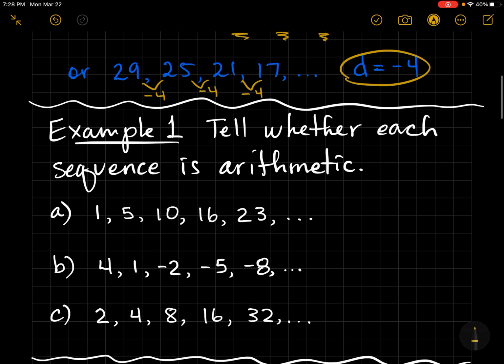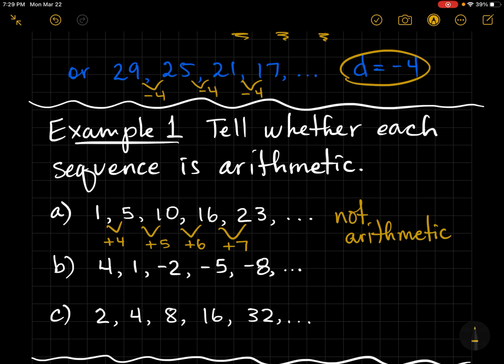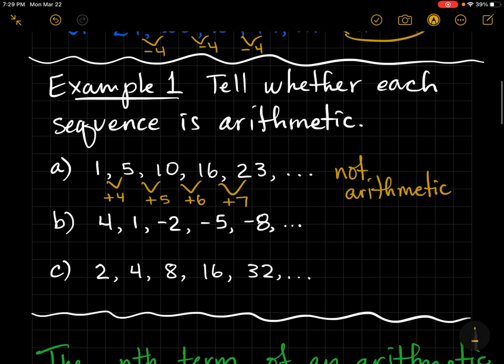Alrighty, let's look at example 1 and see if these are arithmetic or not. So here I can see I'm going up by 4, up by 5, up by 6. I see a pattern, but this is not arithmetic because that difference is not common. Okay, let's look at the next one. We're going down by 3, down by 3, down by 3, down by 3. So this one indeed is arithmetic. We have a common difference.